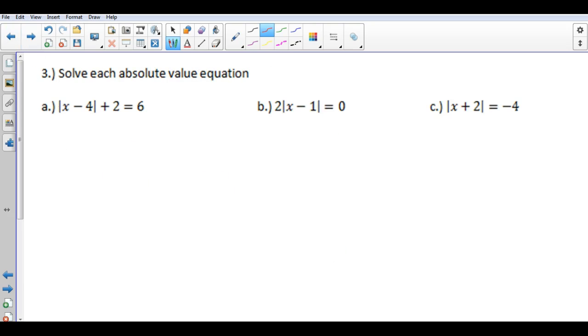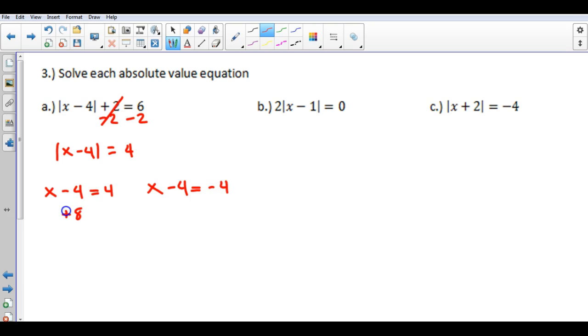The next ones are absolute value equations. Absolute value is the distance that a number is away from 0. So for these problems, we are going to have two answers. What I'm going to do first is get my absolute value quantity all by itself by subtracting 2 first. So I get the absolute value of x minus 4 equals 6 minus 2, which is 4. Now we're going to break this up into two equations: x minus 4 equals 4, and x minus 4 equals negative 4. And solve both of these.